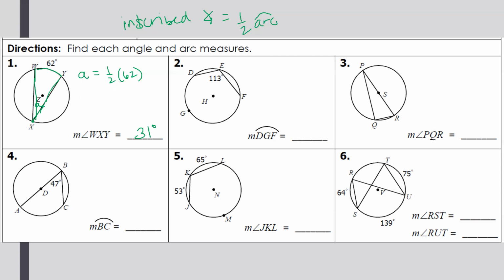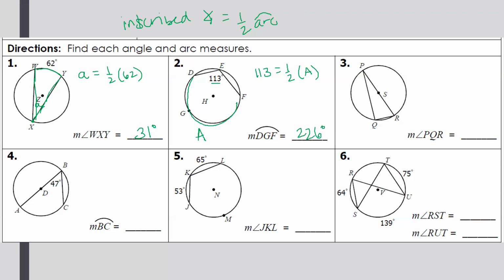Looking here at number 2, they tell me the angle, not the arc. So I'm going to call that capital A for arc. So the angle is half of the arc. So we've got to get rid of that half, multiply both sides by 2. And that will tell you the measure of that whole arc DGF. So 226 degrees.